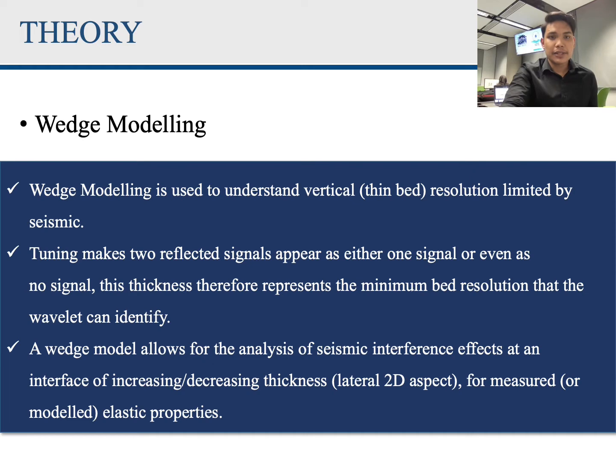Lastly is the wedge modeling. We know wedge modeling is used to understand the vertical or thin bed resolution that is limited by seismic. Tuning makes 2 reflected signals appear as either one signal or even as no signal. This thickness therefore represents the minimum bed resolution that the wavelet can identify. A wedge model allows for the analysis of seismic interference effects at an interface of increasing or decreasing thickness that are related to the elastic properties.